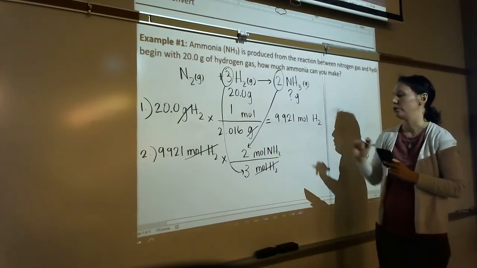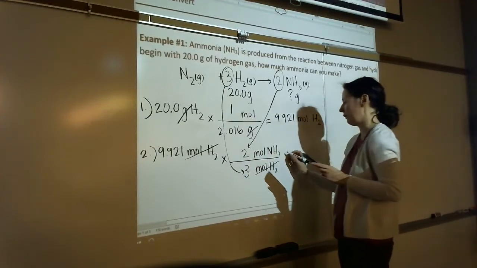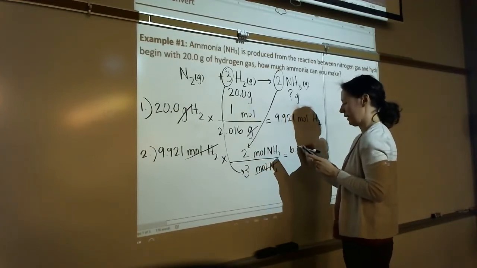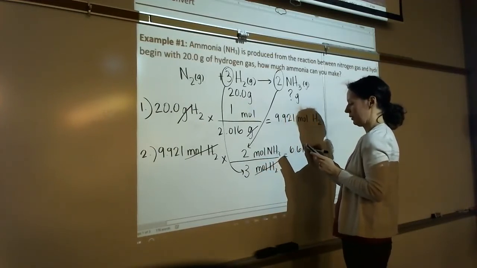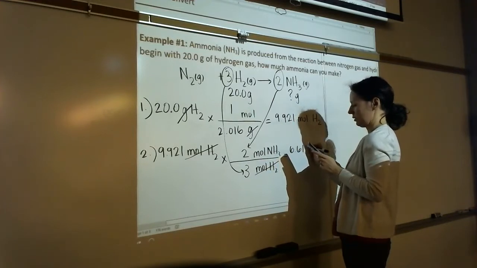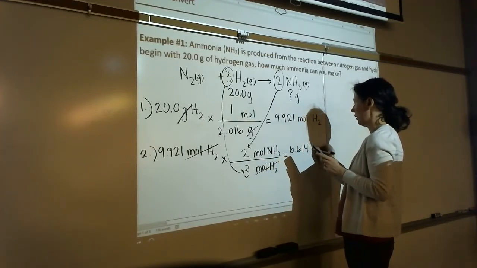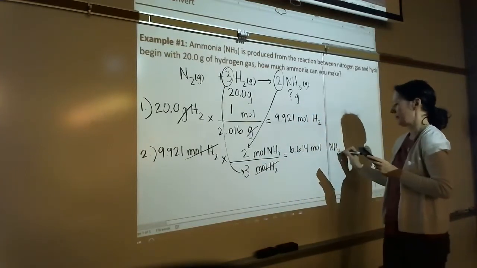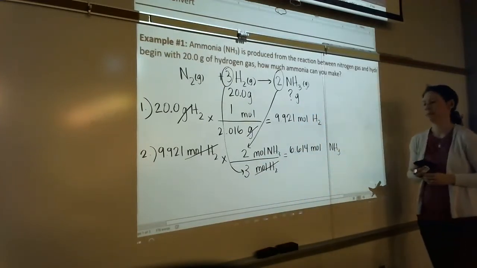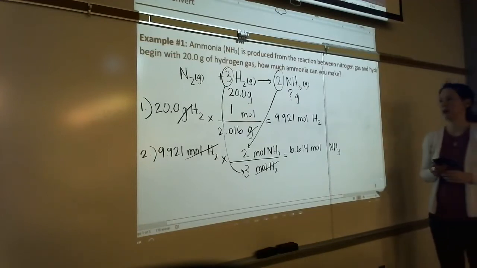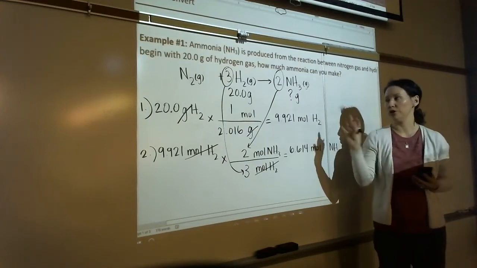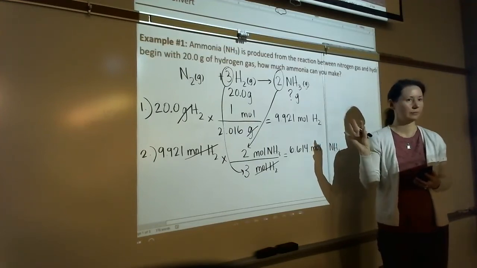And again, carry out extra decimal places because we're going to be rounding at the very end. So this gives me, let's just round, 6.614, let's do 4. Mole NH3. Does everyone see how we did step 2? Mole ratio comes from the coefficients of the balanced chemical equation.